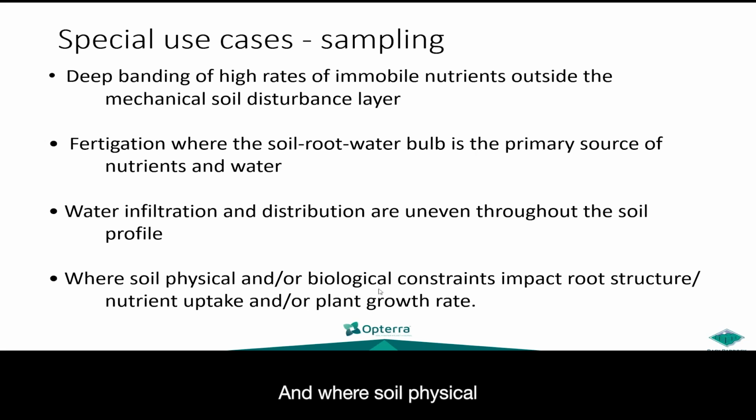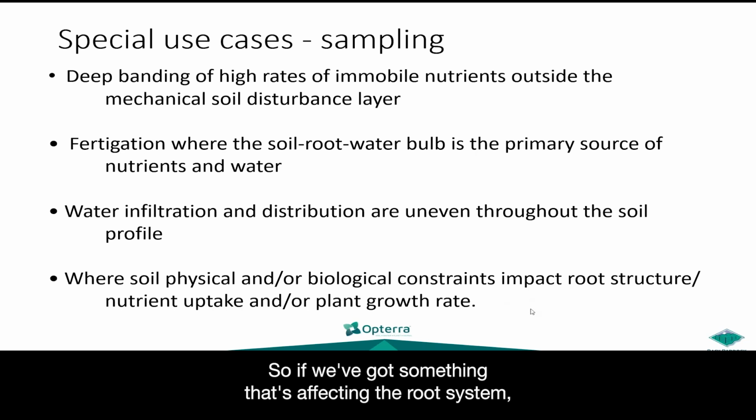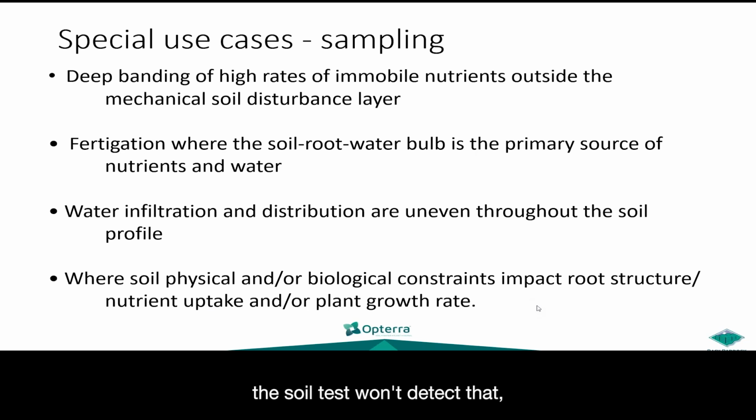And where soil physical or biological constraints impact root structure, nutrient uptake, or plant growth rate. So if we've got something that's affecting the root system, the soil test won't detect that, particularly if it's physical or biological. Only the plant can say, I know the concentration's there, but I physically can't take it up. And this is the way it's reflecting in my chemistry in the plant.